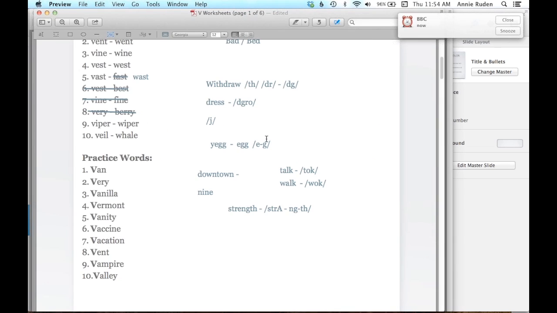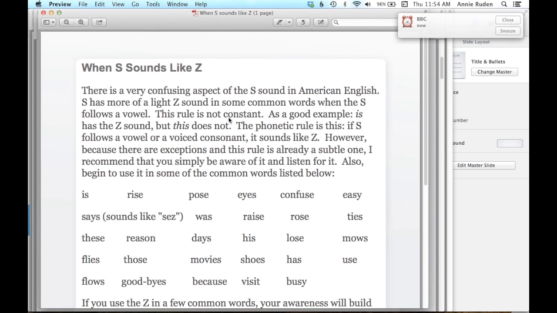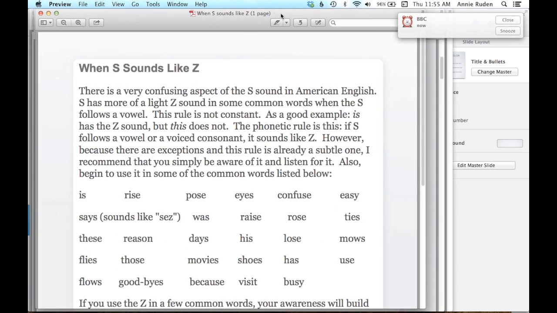Oops. Let me pull up real quick the S and the Z, because that is a fantastic question. So let me get the S and the Z sound here. Basically, my answer to this is it's very confusing. The S in American English sometimes has more of a light Z sound in some common words when the S follows a vowel.